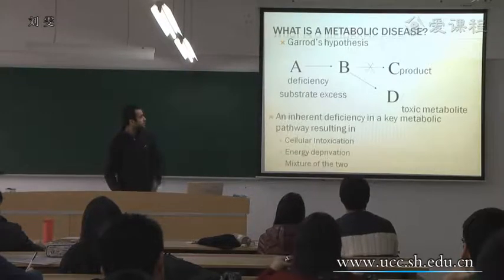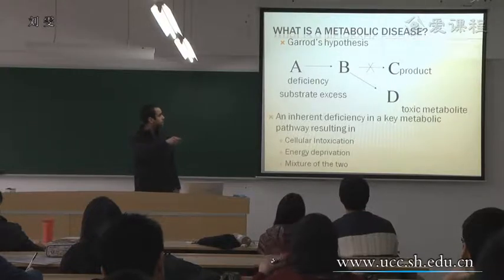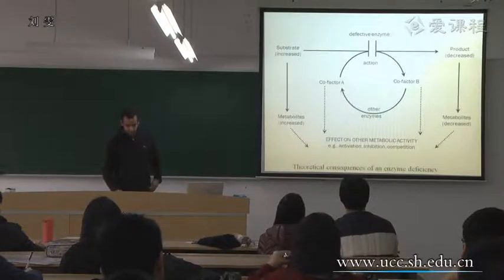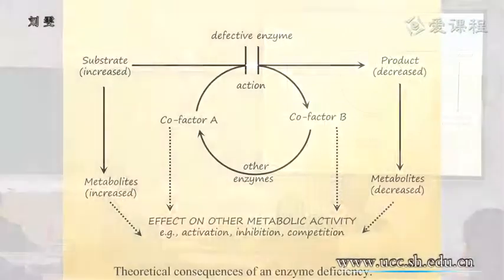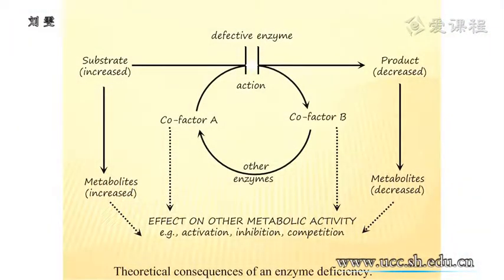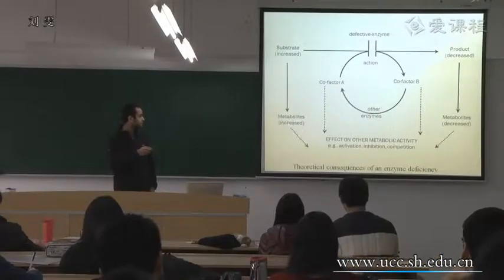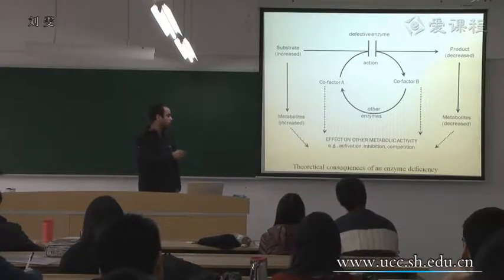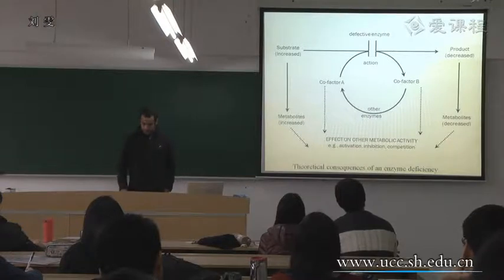So that was basically a simple example of how it works, and this is a bit more, not complicated, but as you can see, we have the defective enzyme, we have a product which is decreased, metabolites decreased, or we have an increase of the substrate which increases the metabolites because it's not being broken down. And all in all, they all have effects on metabolic activities in the body.